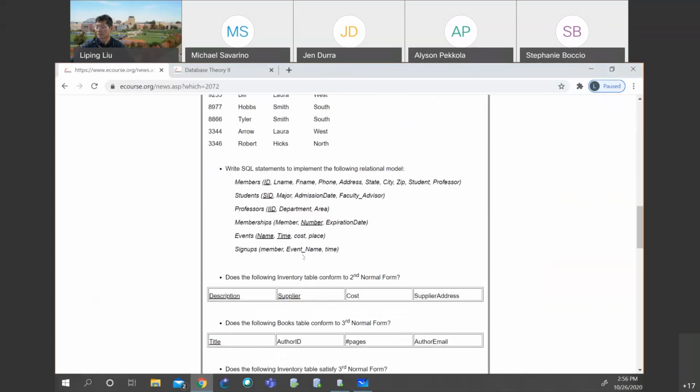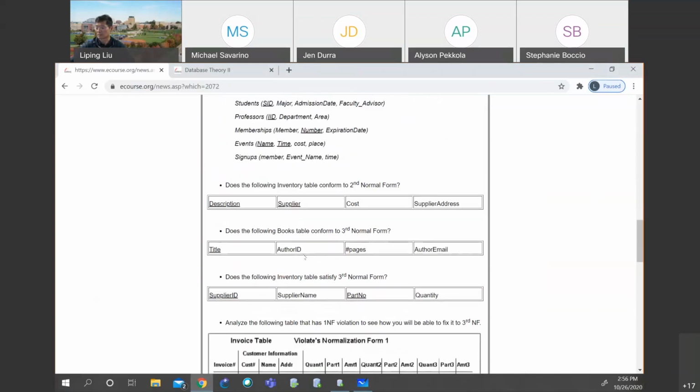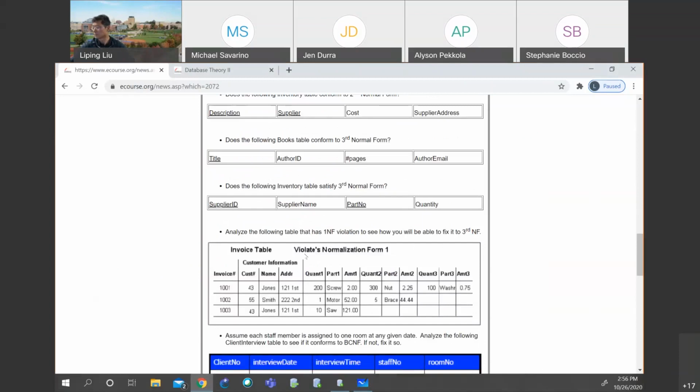So now let's try to do one more normal form, and then we do a couple of SQL statements. So let's do this one. Analyze the following table that has a fourth normal form violation to see how you can fix it. So look at here, invoice.